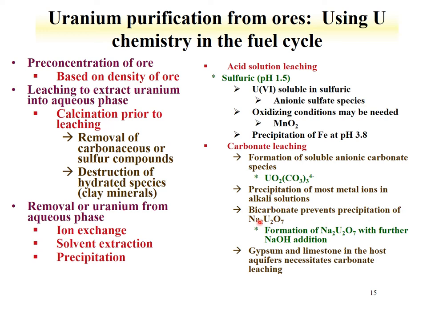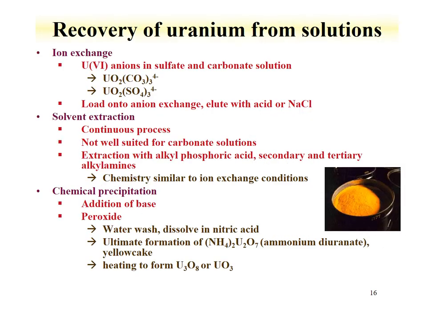Use of bicarbonates prevents the precipitation of the sodium diuranate, and this is primarily used for gypsum and limestone in the host aquifers, since adding acid would dissolve these host forms preferentially. Once in solution, the uranium forms can be recovered through anion exchange, solvent extraction, or chemical precipitation.